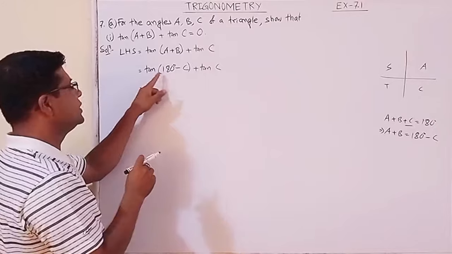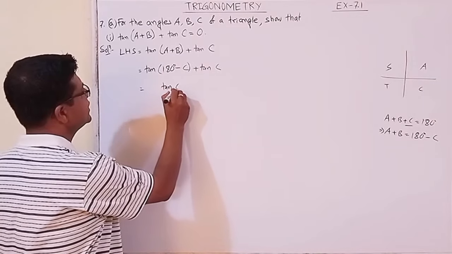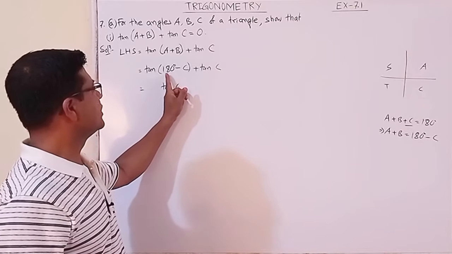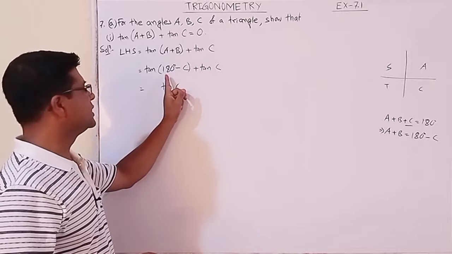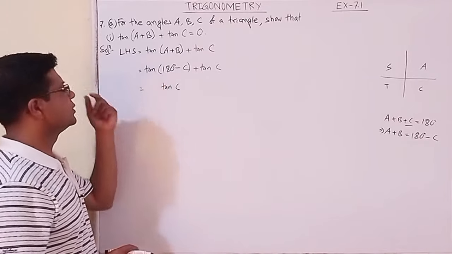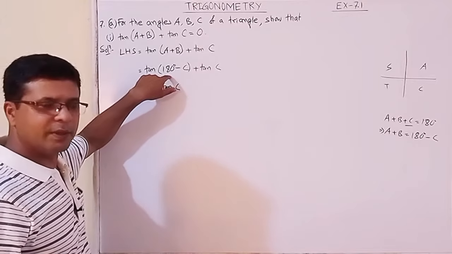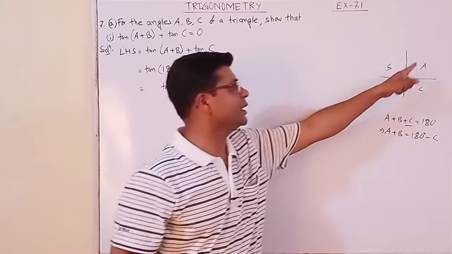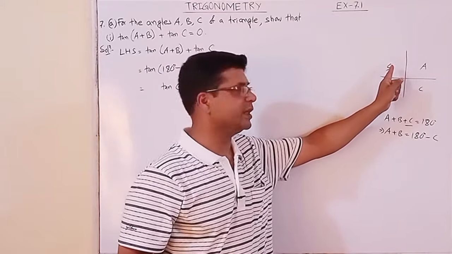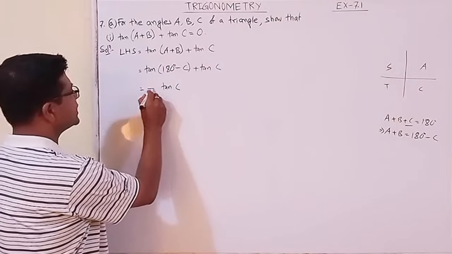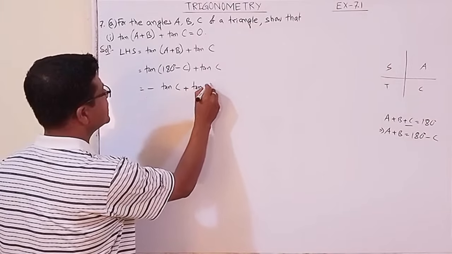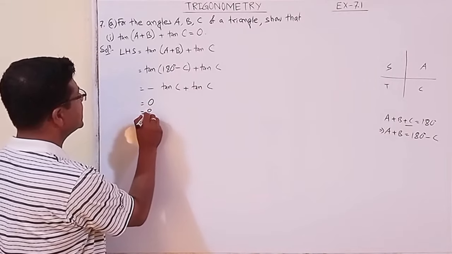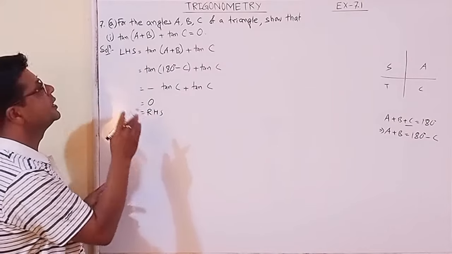Now what do we know about tan of 180 minus C? Obviously it is plus or minus tan of C. Now 180 plus C, 180 minus C, 360 plus C, 360 minus C, these cases you have already seen in question number 6. Again, this is an even multiple of 90 degrees, so tan will remain as tan. Now in which quadrant is it? 180 minus something is in the second quadrant. In the second quadrant tan is negative, so this is minus tan C plus tan C. They are equal and opposite, so they cancel each other and it is equal to 0. This is the right hand side. You see, the sum is very simple. Now let us take the second one.